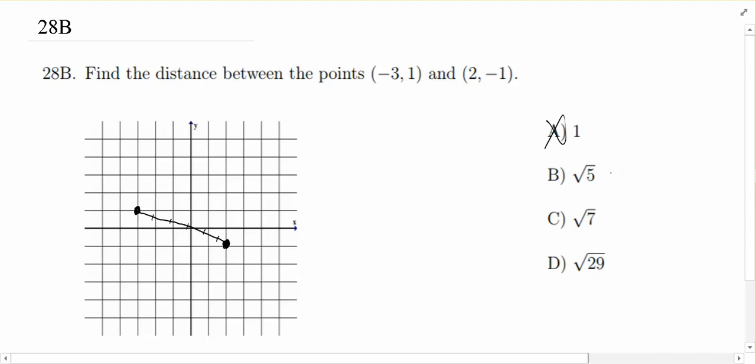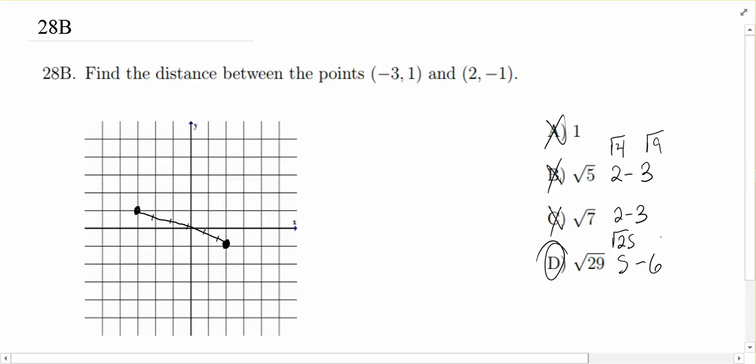Well, what's the square root of 5? The square root of 5 is somewhere between 2 and 3 because we know that the square root of 4 is 2 and we know the square root of 9 is 3. So the square root of 5 is somewhere between 2 and 3. That can't be the right answer because we know it's about 5 point something. Well, the square root of 7 is also between 2 and 3 for the same reason. So it looks like our answer is D because this is somewhere between 5 and 6.